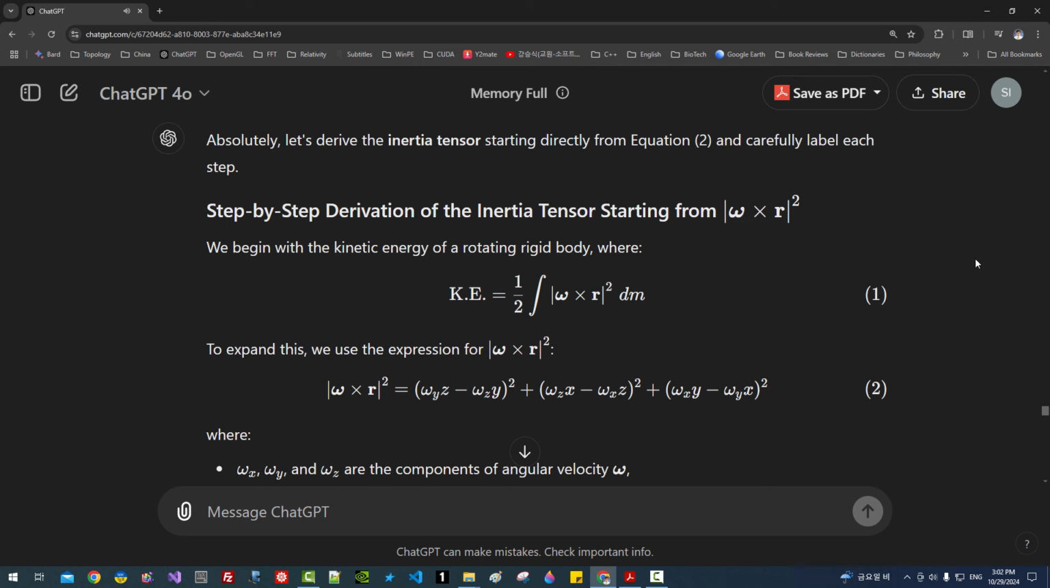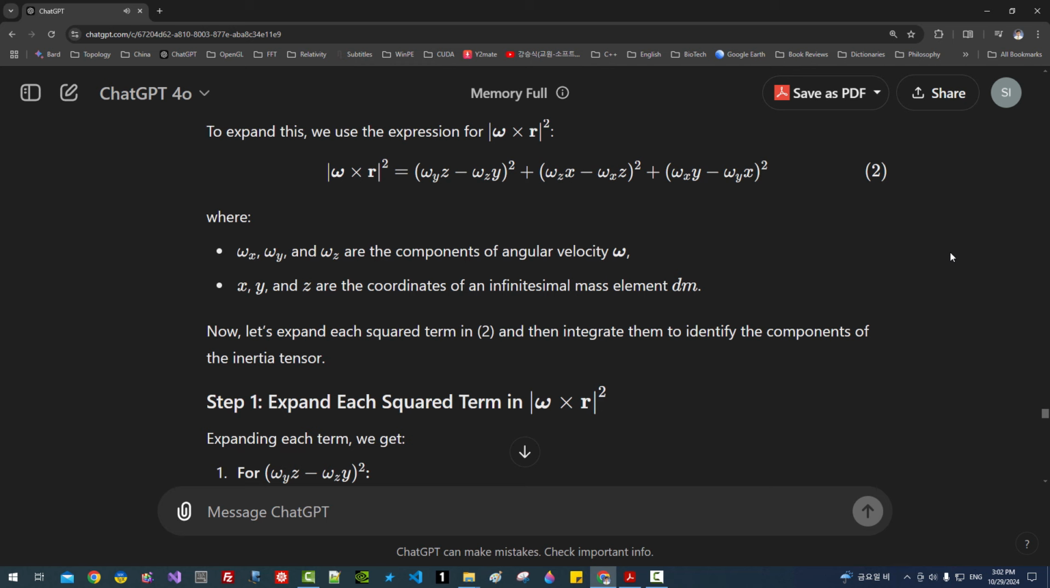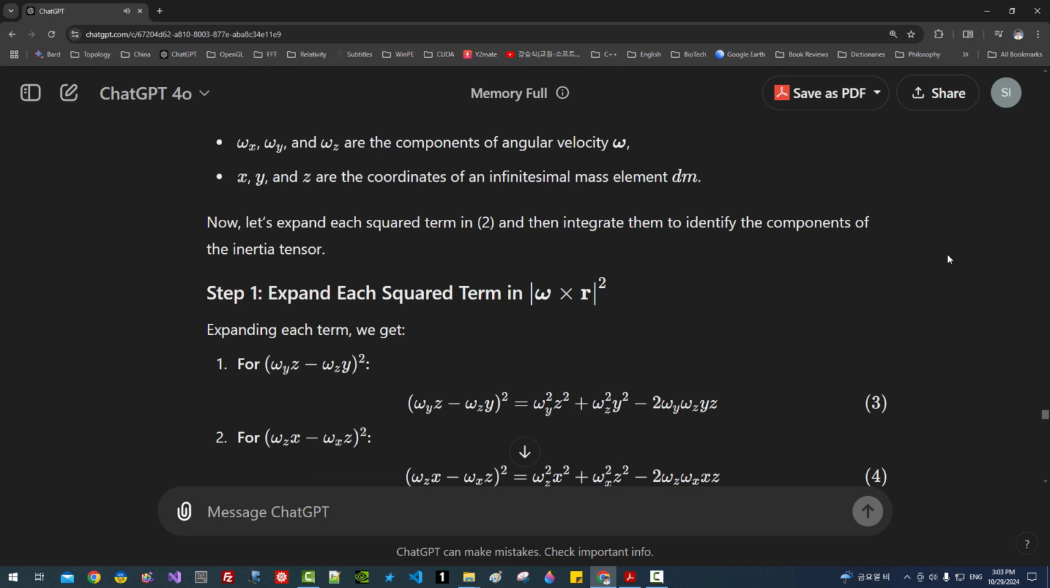We begin with the kinetic energy of a rotating rigid body, where KE equals 1/2 times the integral of (ω × r)² dm. To expand this, we use the expression for (ω × r)²: (ω_y z − ω_z y)² plus (ω_z x − ω_x z)² plus (ω_x y − ω_y x)², where ω_x, ω_y, and ω_z are the components of angular velocity. x, y, and z are the coordinates of an infinitesimal mass element, dm. Now, let's expand each squared term in equation 2, and then integrate them to identify the components of the inertia tensor.